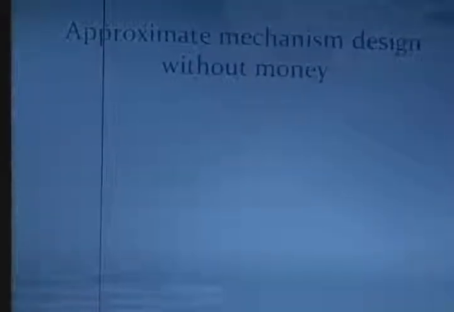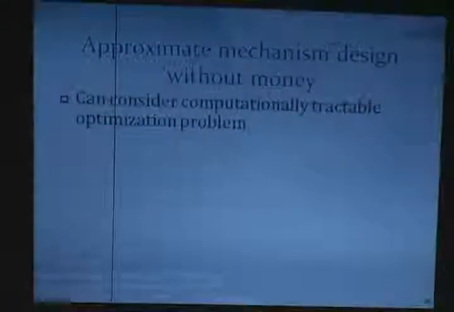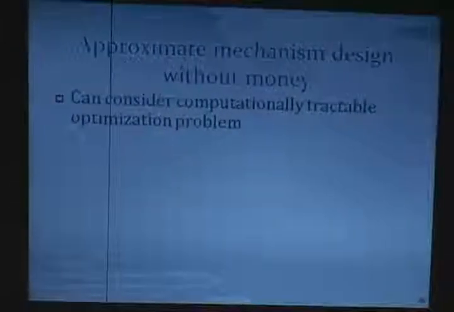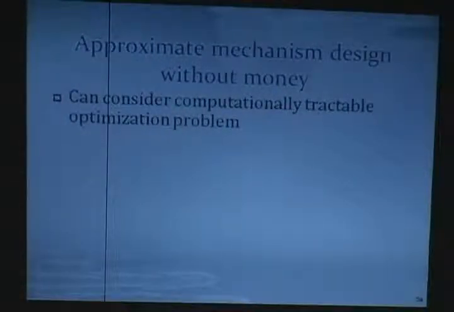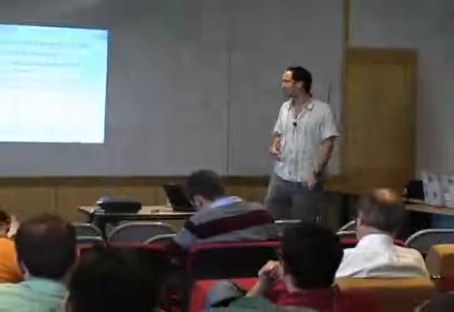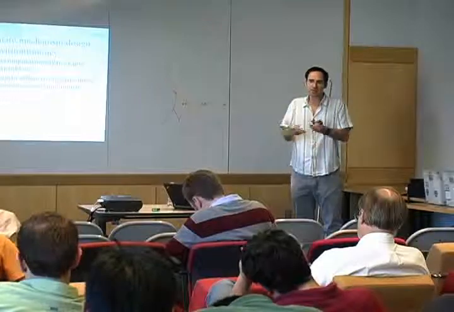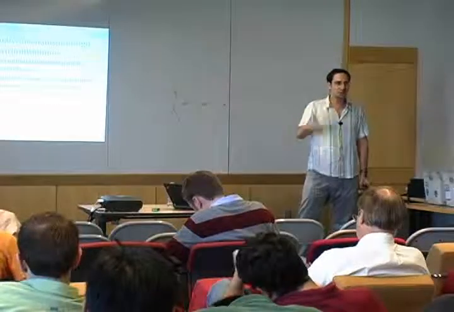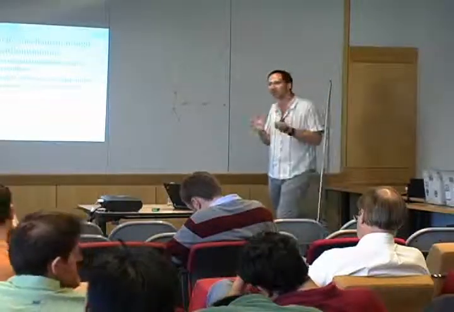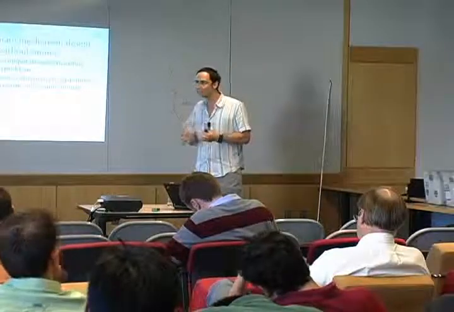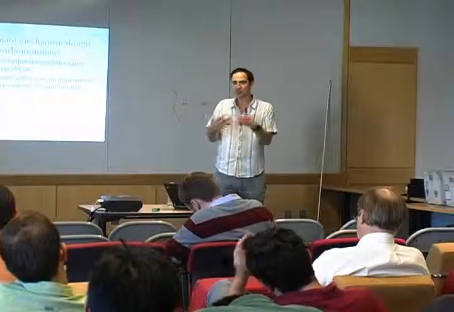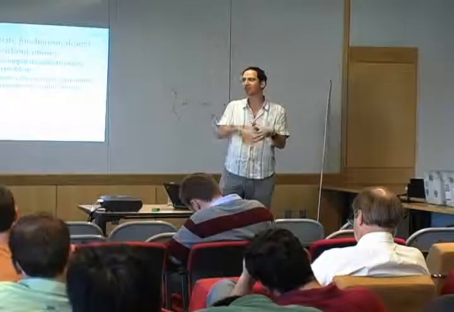So let me summarize a few points about approximate mechanism design without money. So first of all, like I said, and I think these are the most interesting problems, you can consider computationally tractable optimization problems. So algorithmically and traditionally, there's not a real problem here. The approximation is not used to circumvent computational complexity because the problem is tractable, but rather to obtain strategy proofness. Right? We said the optimal solution is not strategy proof. So the only way we can get strategy proofness, get truthfulness, is by resorting to an approximately optimal solution.